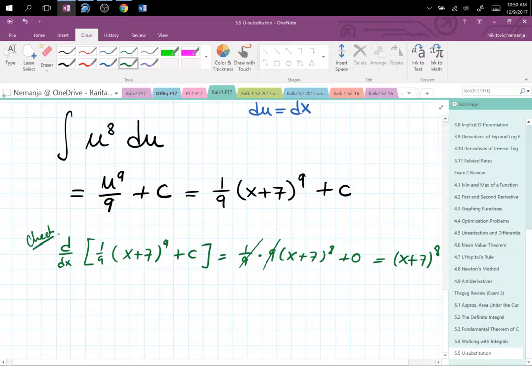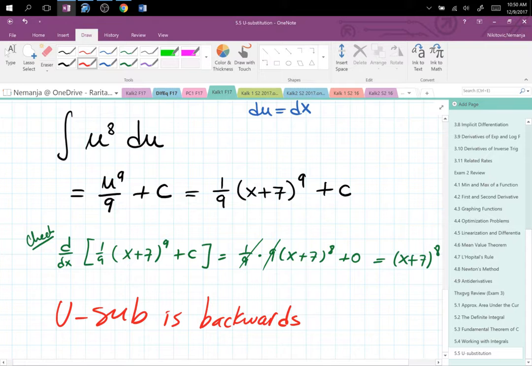Now, if you do the check for U-sub and you don't have to do chain rule, clearly the problem is wrong. Because U-sub is backwards chain rule. Here, in blood. U-sub is backwards chain rule.